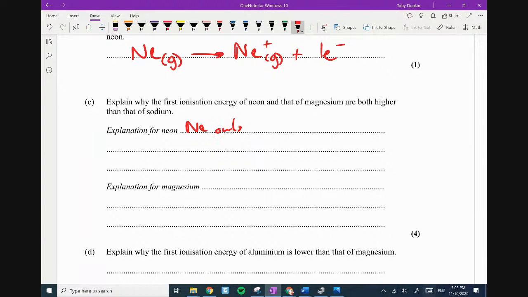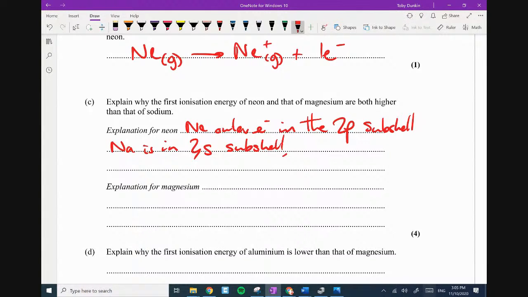Neon's outer electron is in the 2p subshell. And then magnesium, and then sodium's is in the 3s subshell. More shielding, so less energy to remove.